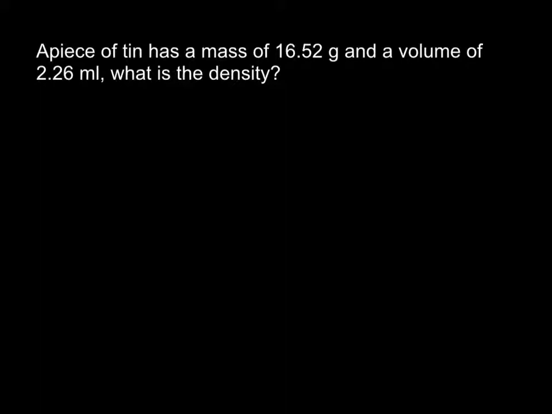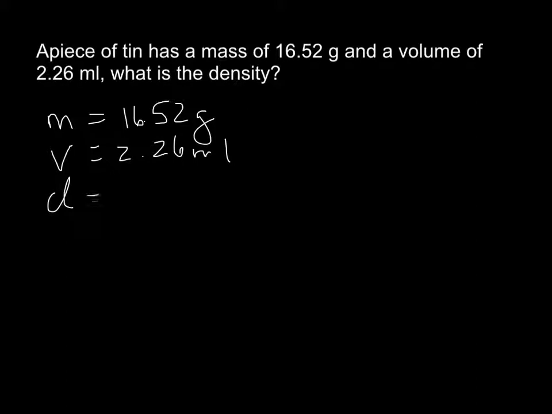So let's take another example. You have a piece of tin, and it has a mass of 16.52 grams and a volume of 2.26 milliliters. What's the density? So what do we need to know? Well, first we need to know the mass. The mass, write it down, 16.52 grams, and the volume is 2.26 milliliters. And what we're looking for is the density. Okay, so let's write the formula. Density is equal to the mass divided by the volume.